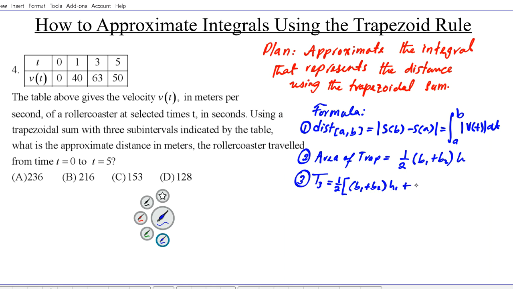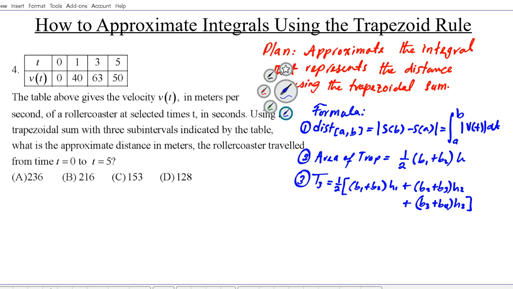That's for the first trapezoid, plus base 2 plus base 3 times the second height for the second trapezoid, and then plus base 3 plus base 4 times the third height, which is the area of trapezoid 3. Okay, so that's what we're going to be doing. All right, let's go ahead and get started.